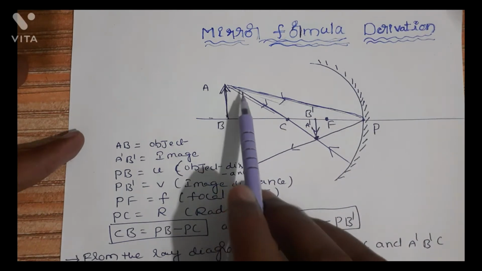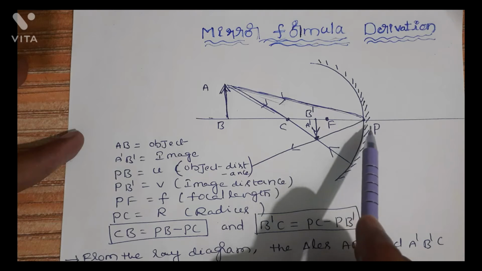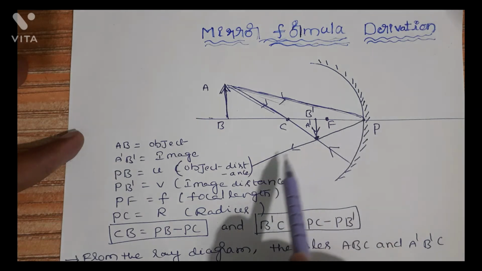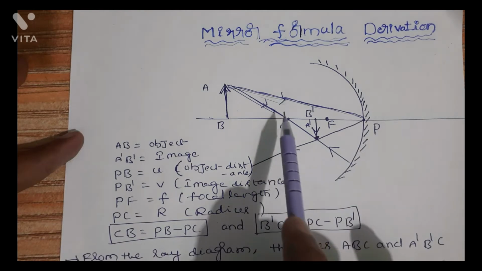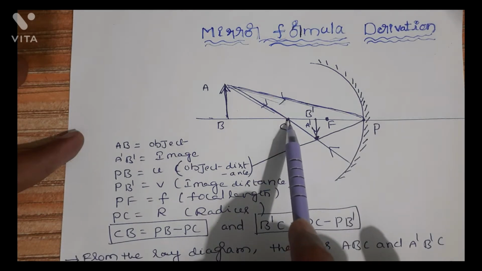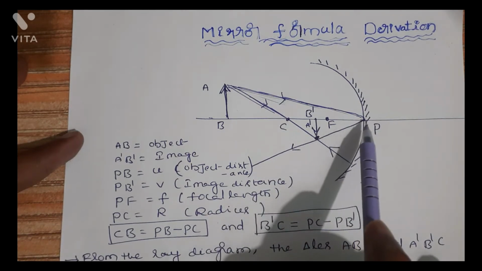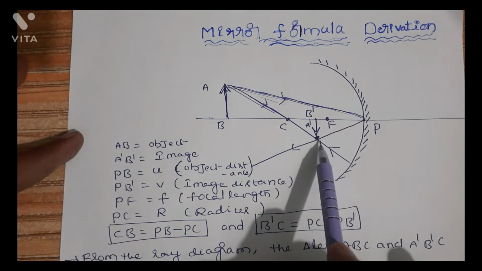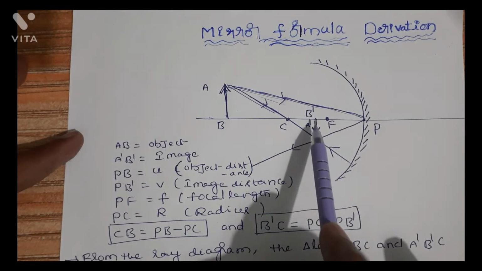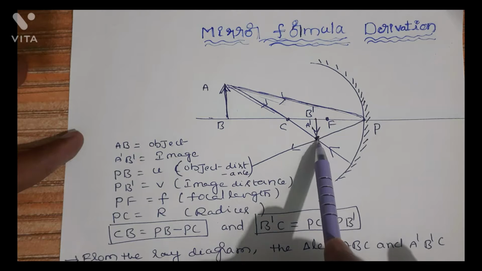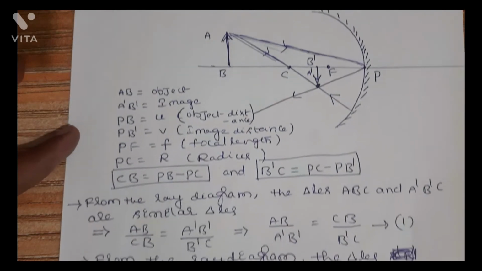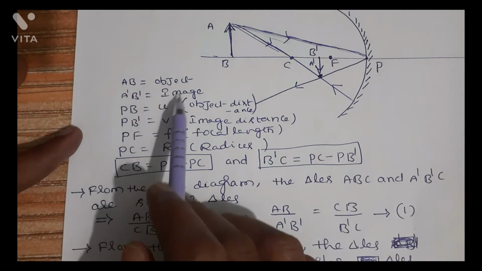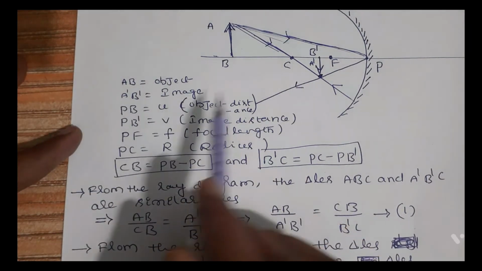This is the object. This is the incident ray, which is incident at the pole P, and it is reflected like that. So this is the incident ray and this is the reflected ray, passing through the center of curvature. These two reflected rays meet at this point, where A' B' is formed, an inverted real image between F and C. Now students, AB is the object, A'B' is the image.